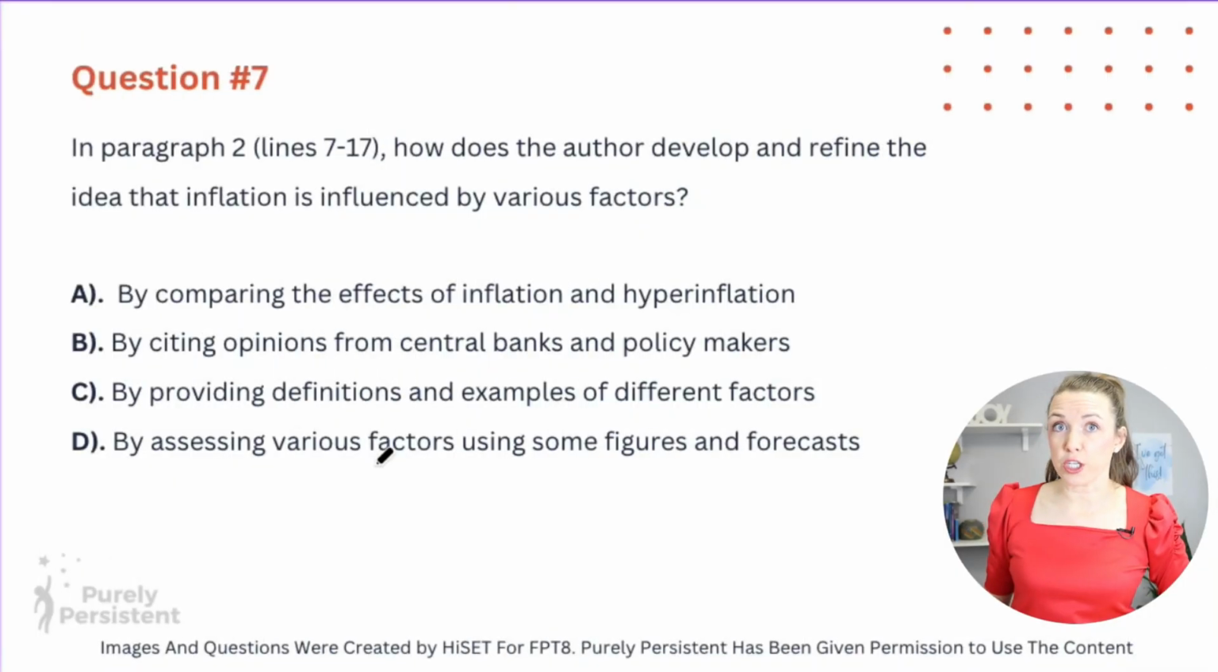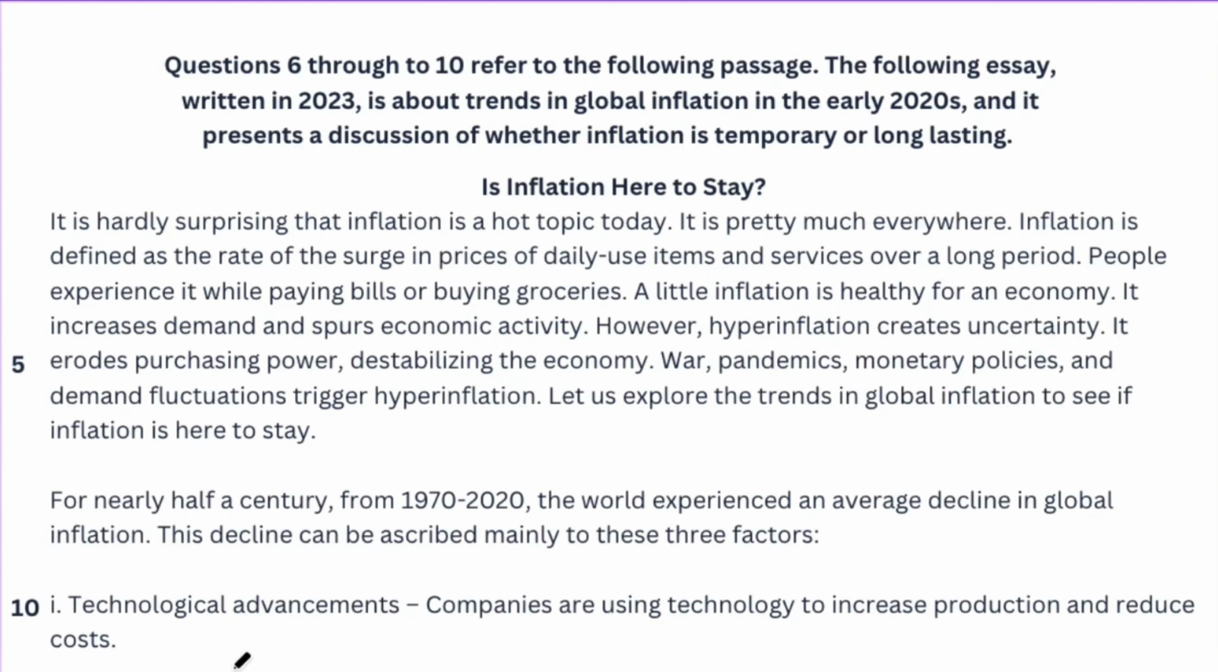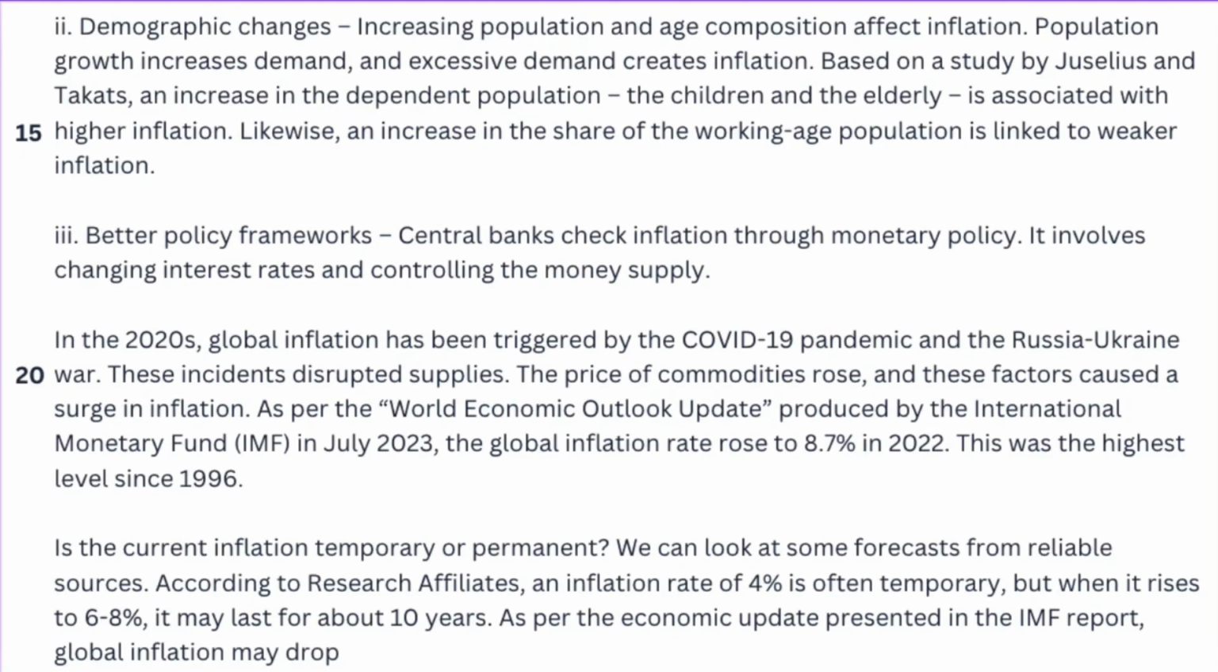In paragraph 2, lines 7 through 17, how does the author develop and refine the idea that inflation is influenced by various factors? So let's go back and check it out. Okay, so this is our paragraph 2. And so it goes through the three factors, right? So we have technological advancements, demographic changes, and better policy frameworks.